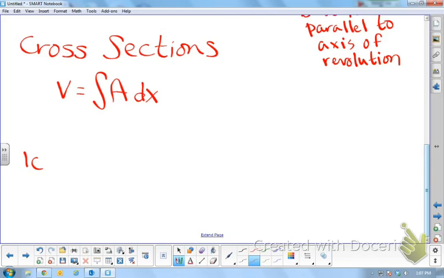So we have our, let me just draw a close approximation. There's our axis of revolution. This was our region we're talking about.